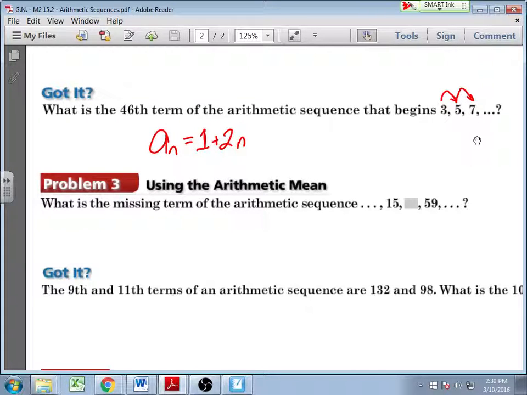So I'm gonna back us up and say a sub n was my first term of 3 plus 2 times the n minus 1. But that expands out to 2n minus 2, which is how Alex got a sub n equals 1 plus 2n. So my 46th term is going to be what, Alex? Anybody? Okay, just give me the answer real quick then.